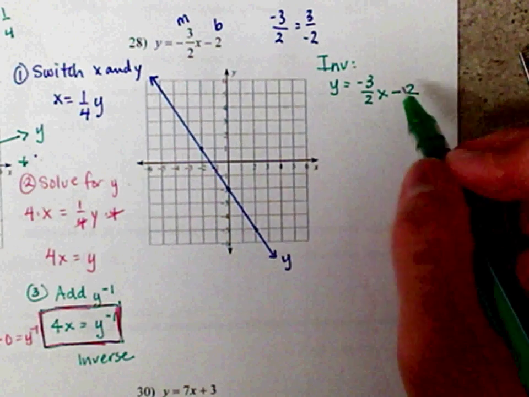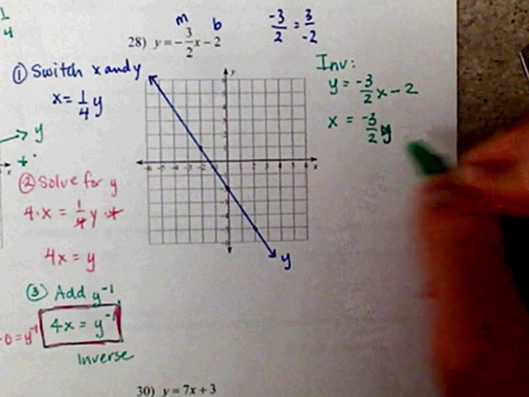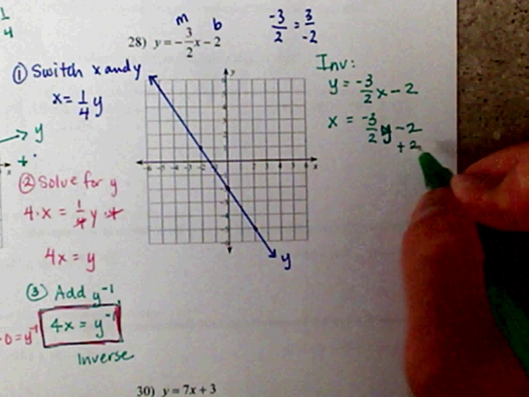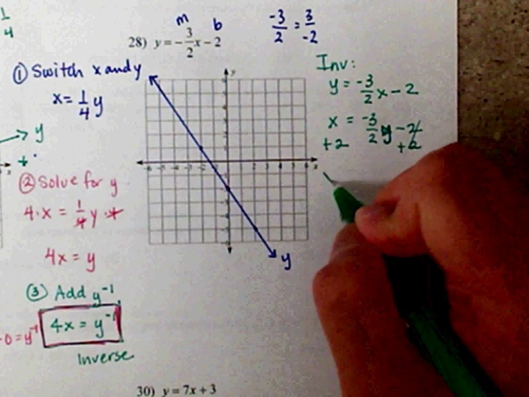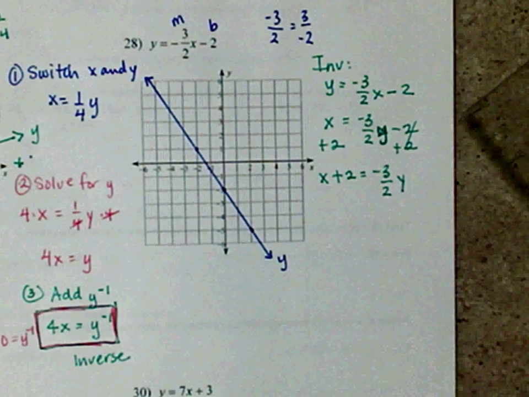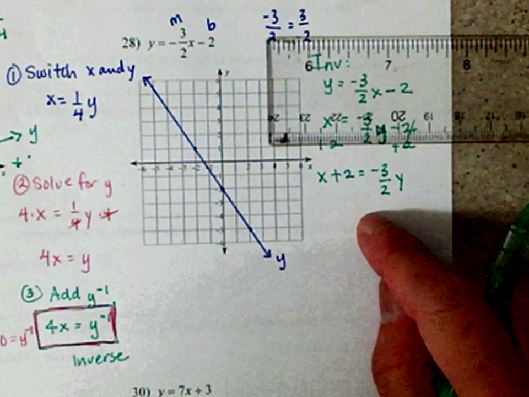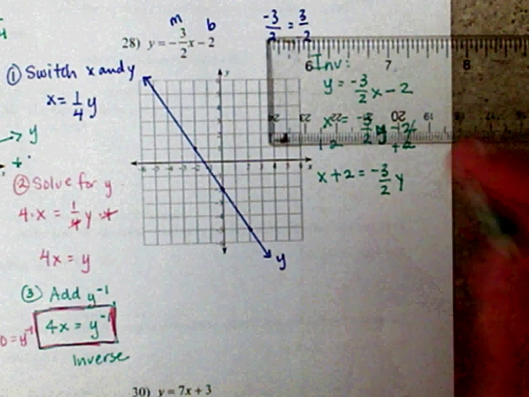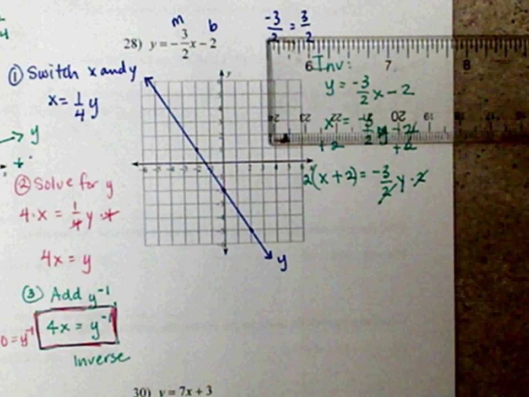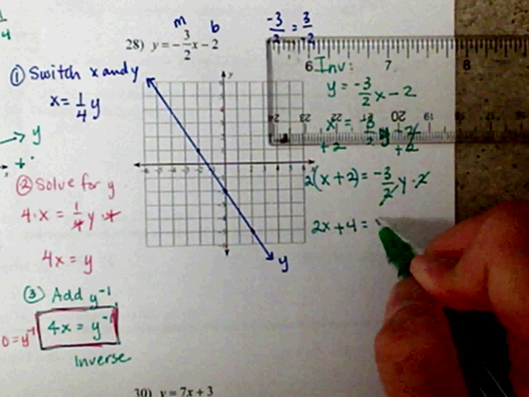Okay. Switch your x and your y. This becomes a y. Minus 2. Solve for y. Add 2. Add 2. So you have x plus 2 is equal to negative 3 over 2 y. Notice when you get done with a problem, don't go back and look at it, okay? Focus on this one. How do you get rid of the divided by 2? Well, you times it by 2, the whole thing by 2. So 2 times x is 2x, 2 times 2 is 4, is equal to negative 3y.